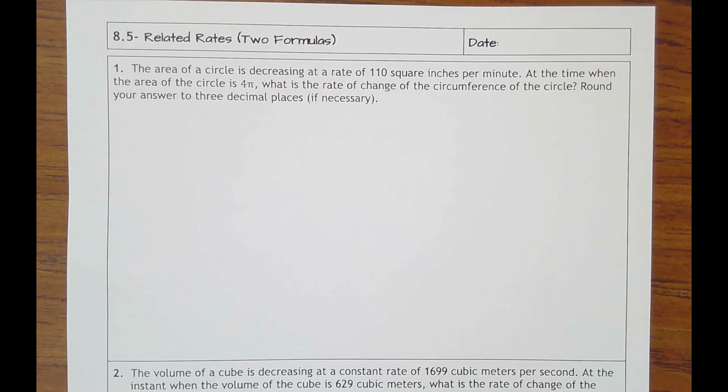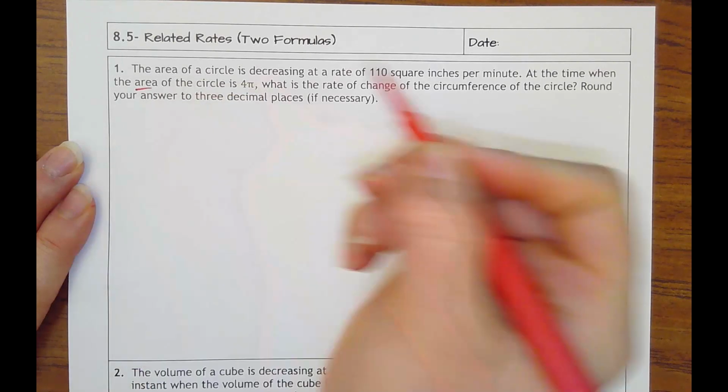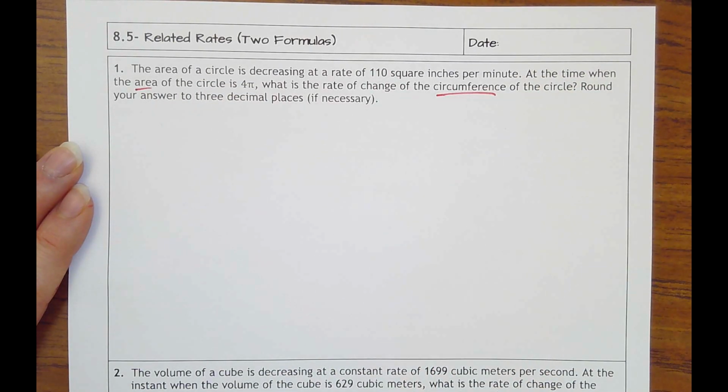Lesson 8.5, related rates again, this time using two formulas. Number 1 says the area of a circle is decreasing at a rate of 110 square inches per minute. At the time when the area of the circle is 4 pi, what is the rate of change of the circumference of the circle? So you see we're talking about area and circumference.